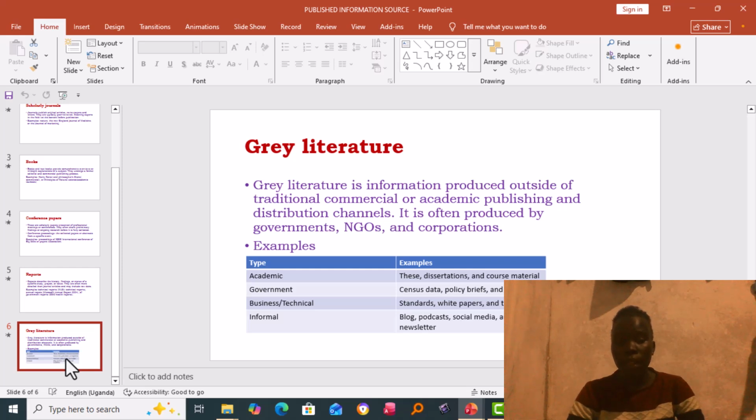Then we have the government. For example, we have census data. Of recent, they did the population census, and these are some of the grey literature I am talking about. We have policy briefs and legislation in parliament. Then we have the business or technical, such as standards, white papers and toolkits. Then we have the informal, which includes blogs, podcasts, social media and newsletters. The social media include WhatsApp, Twitter and the internet.